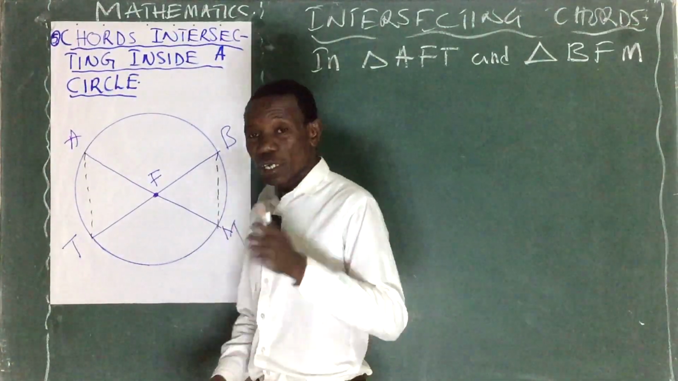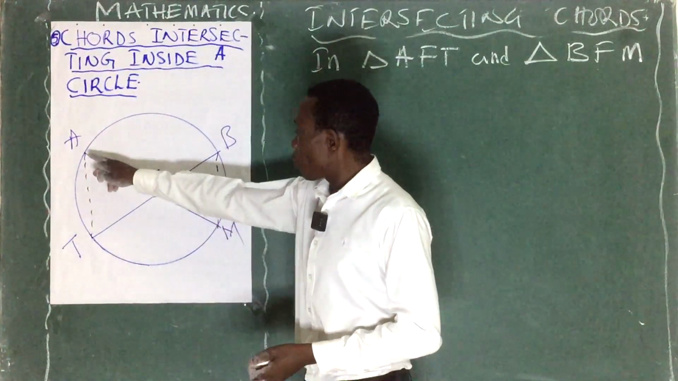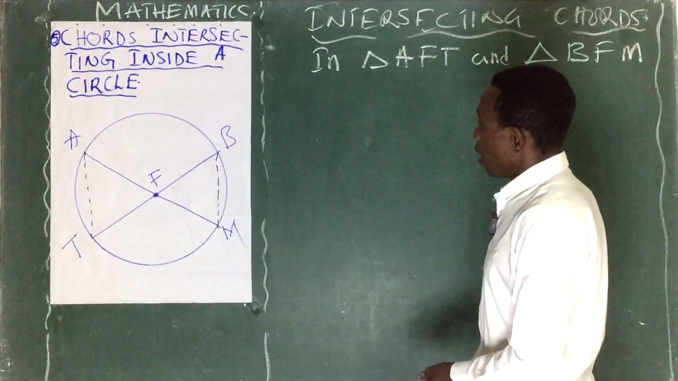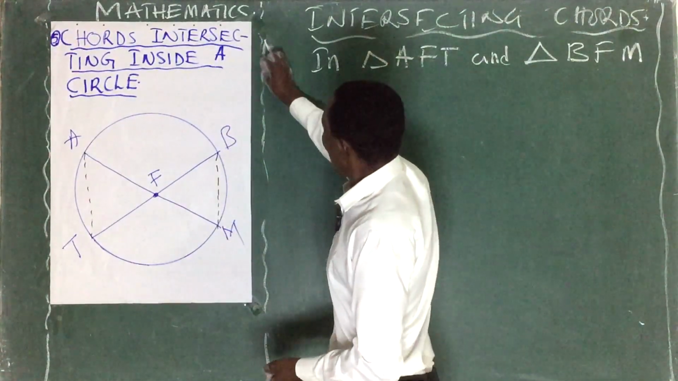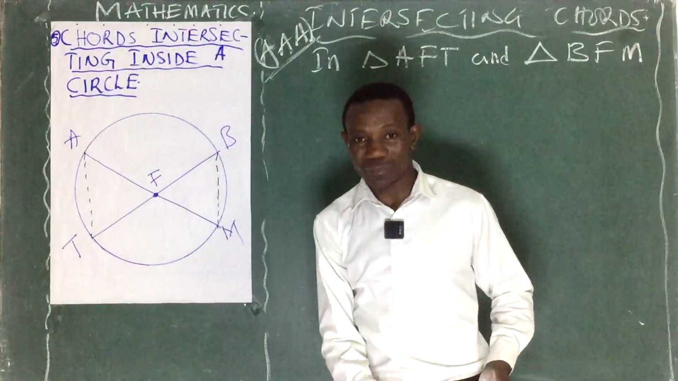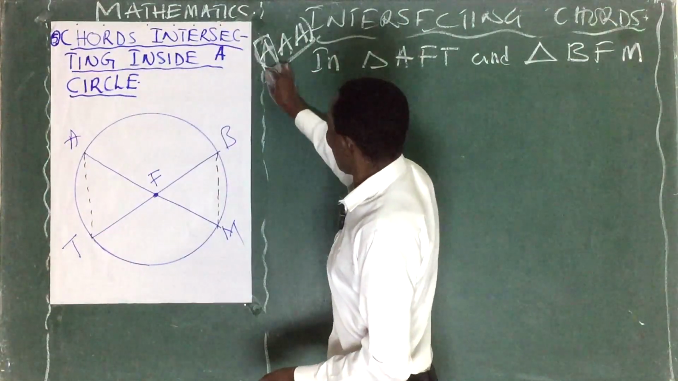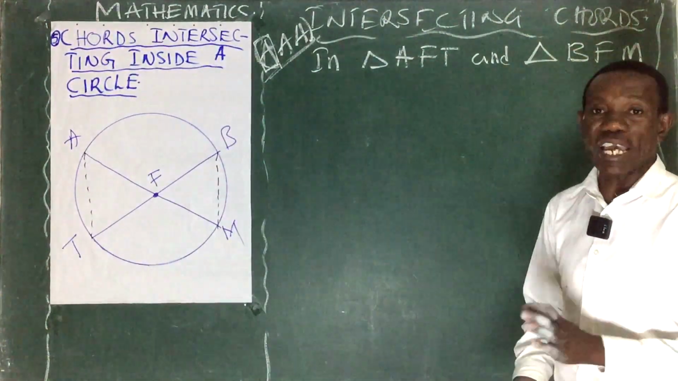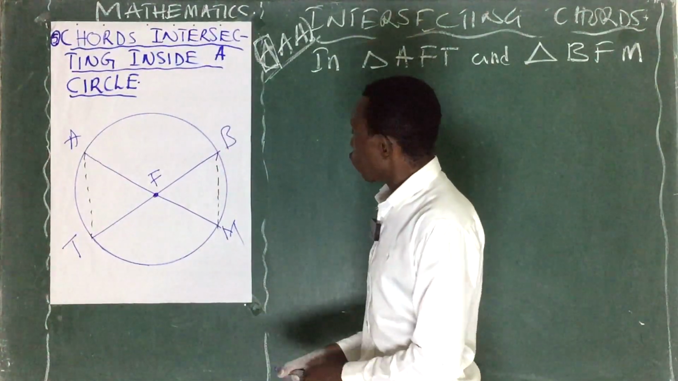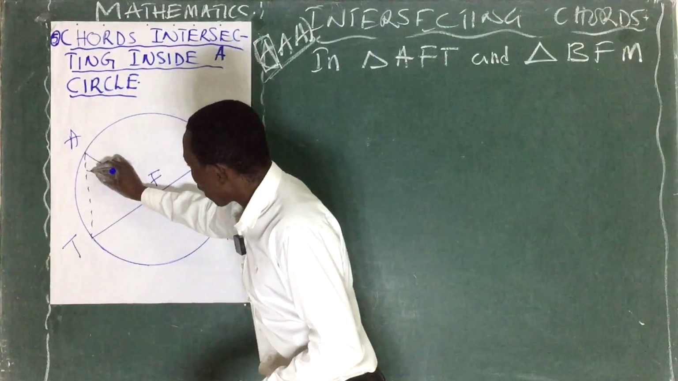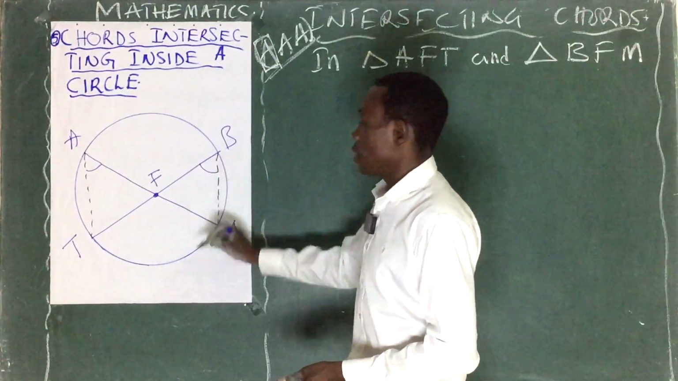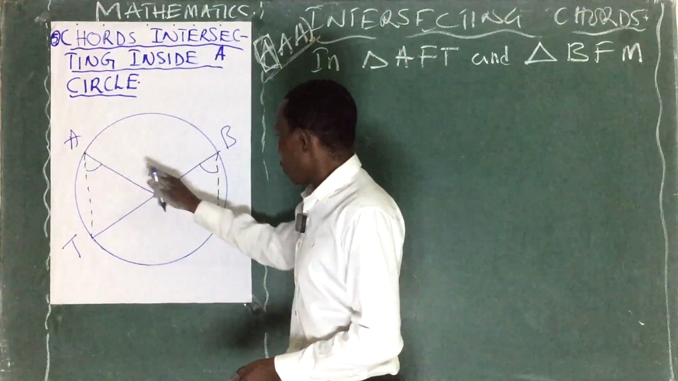Let us use that condition to show that triangle AFT and triangle BFM are similar. Here we need to show the AAA test, simply said, equiangular. Let's begin with the first A, meaning a pair of corresponding angles are equal in the two triangles. If you look at this angle here, I'll define it as angle A, and it is the same as angle B here. Angle A is equal to angle B.